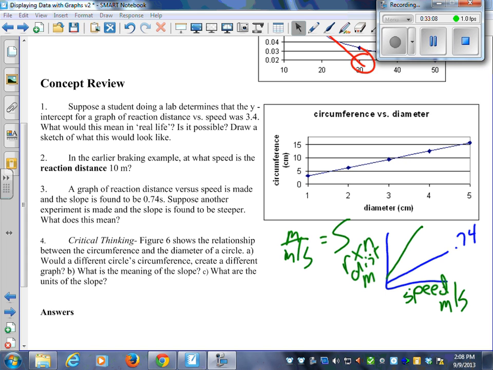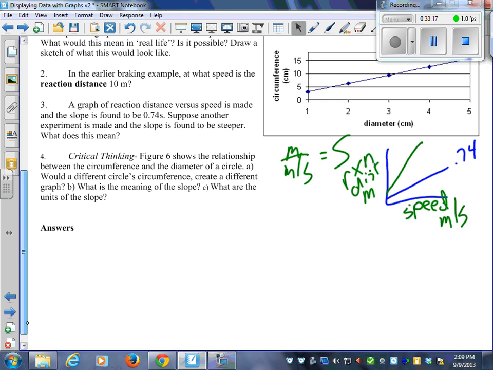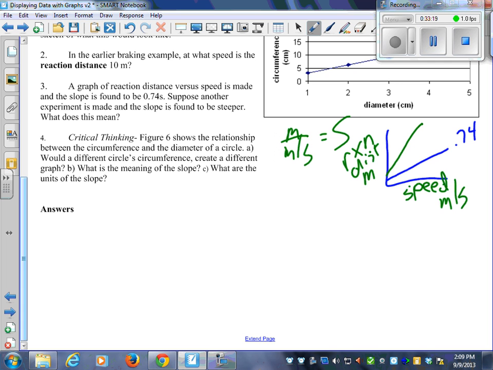Now, what is the meaning of the slope in this case? This is a hard question. How do we find the meaning? Well, there's two ways. The first way is to look at the quantities. What's my y quantity? What am I measuring on the y? Circumference. This is number 4. I'm measuring circumference. Slope is rise over run, so it's circumference over diameter.